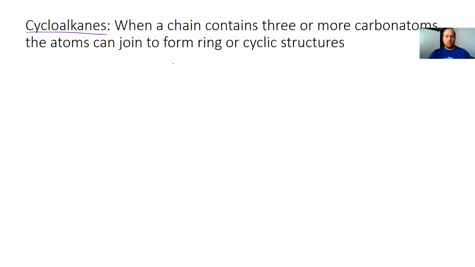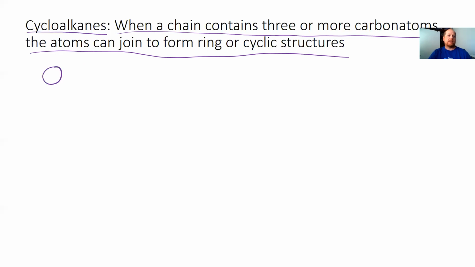And so when you have a cycloalkane, it's going to be when a chain contains 3 or more carbon atoms, first and foremost. You can't have a circle without at least 3 pieces attached to it. But those atoms are going to join together to form a ring or a cyclic structure, okay? So you can think about a ring. Cyclic.